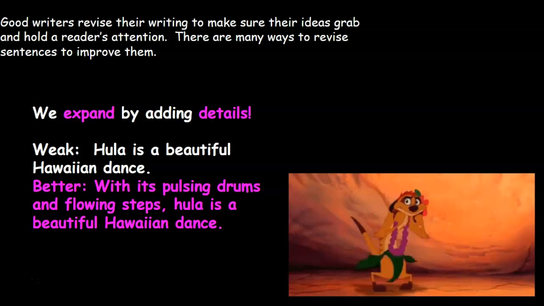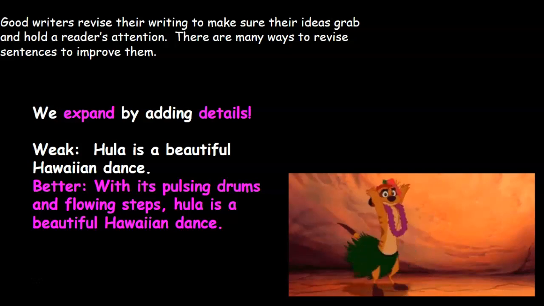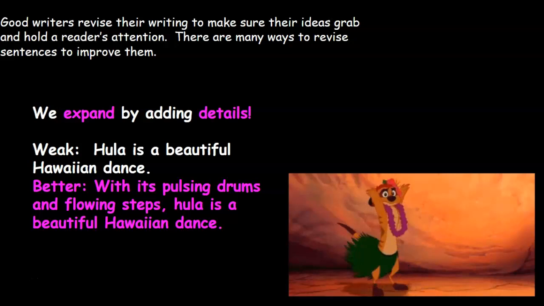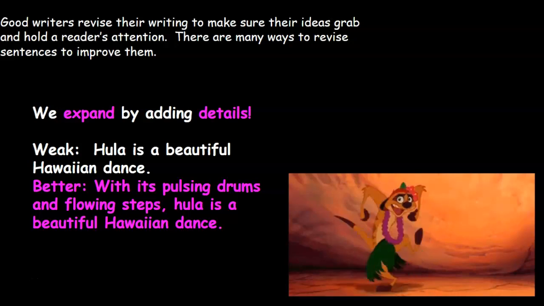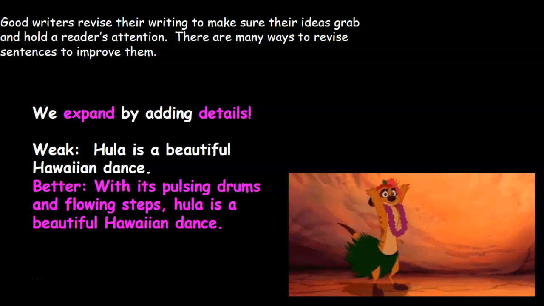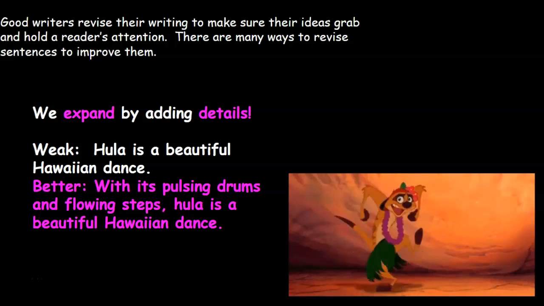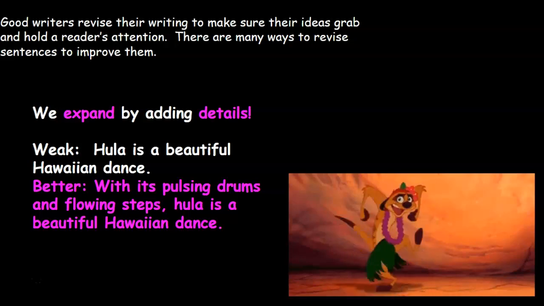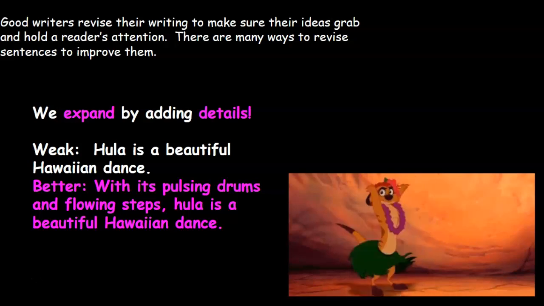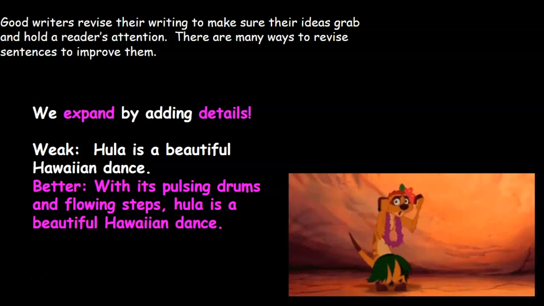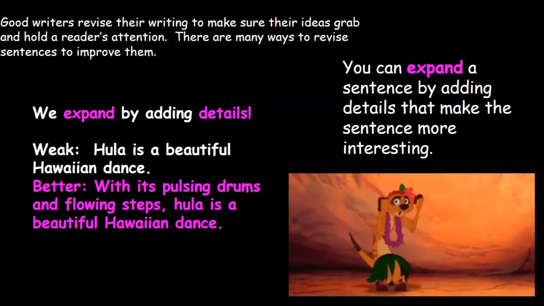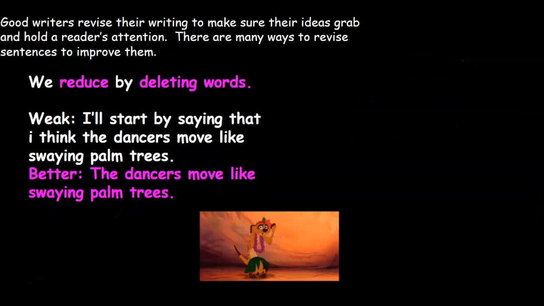With its pulsing drums and flowing steps, comma, hula is a beautiful Hawaiian dance. And those are two ideas. You could say hula has pulsing drums and flowing steps, period. Hula is a beautiful dance. But if you combine them, it shows a stronger writer. As a fifth grader, that's not a sentence that you would be able to compose as a first grader. But now, hopefully, in your reading, you're reading great examples of writing, and now you're able to write these longer sentences. So if you expand the sentence by adding the details, you make it more interesting.